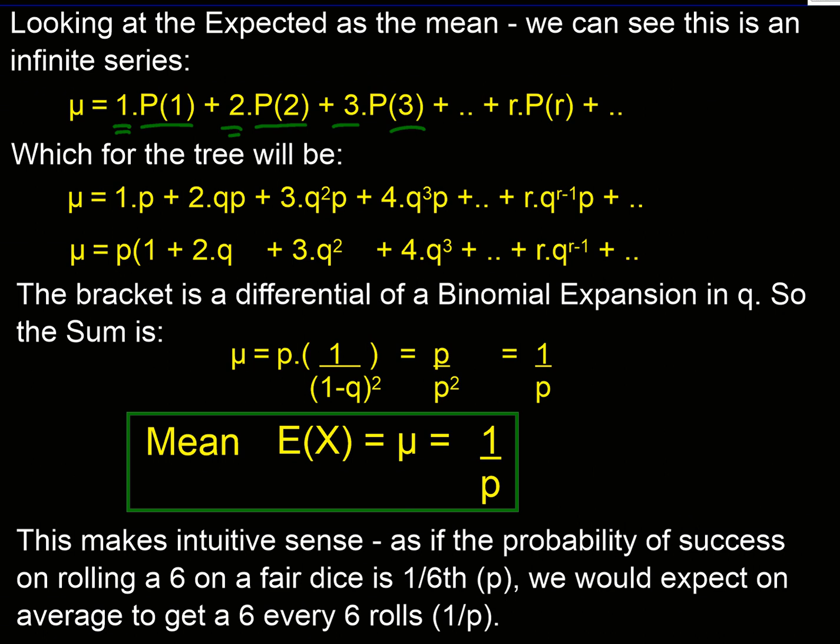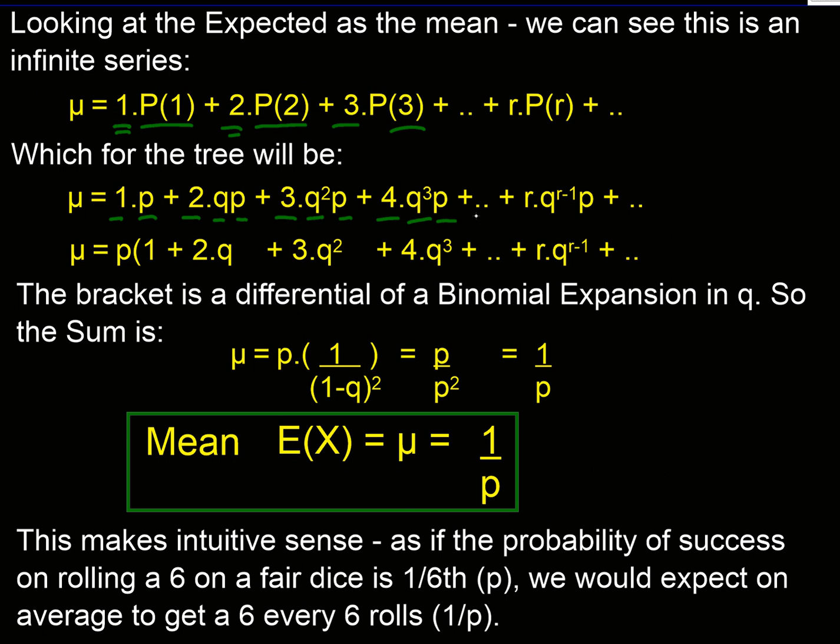Now, if I start substituting in the value of the probabilities, well, the success on the first trial, the probability of that is P. Success on the second trial, well, that's 1 failure and 1 success, so the probability is QP. Success on the third trial, so I've got 2 failures, 1 success, that's Q squared P. And on the fourth, I've got 3 failures, 1 success, Q cubed P.